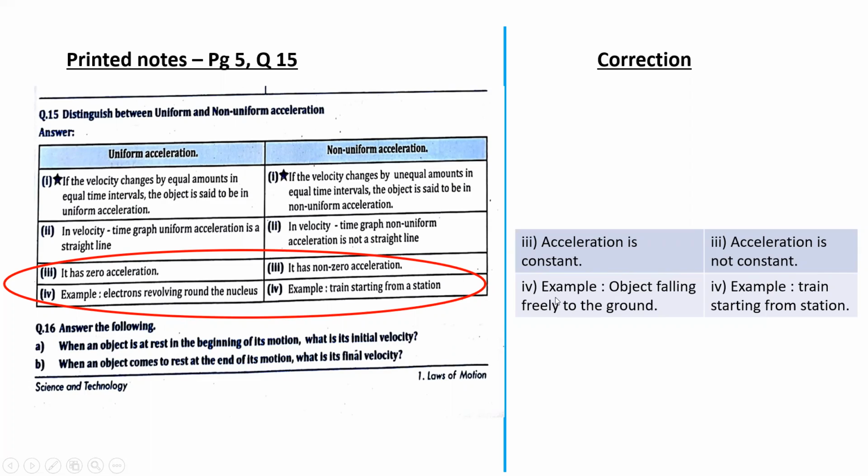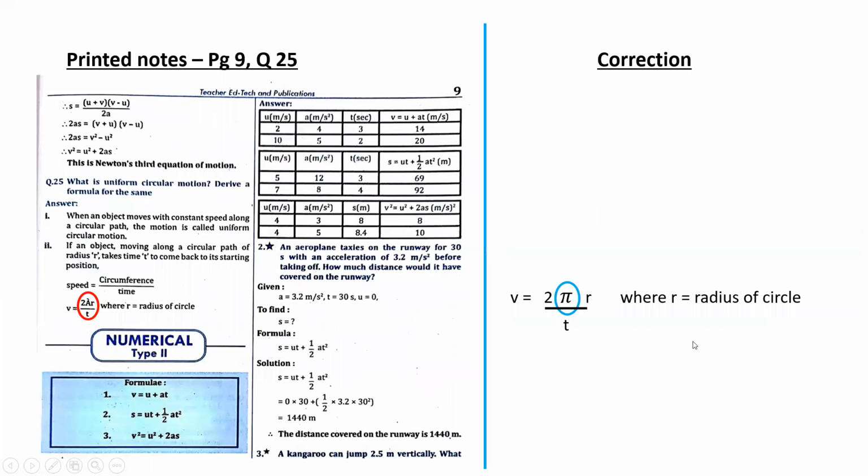The fourth point is an example. So example for uniform acceleration would be object falling freely to the ground. And example for non-uniform acceleration would be train starting from the station. Let's see the next. Refer to page 9, question 25. The formula here, the correct formula should be V is equal to 2 pi r upon t.